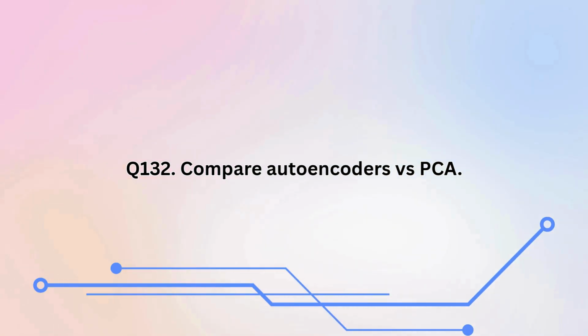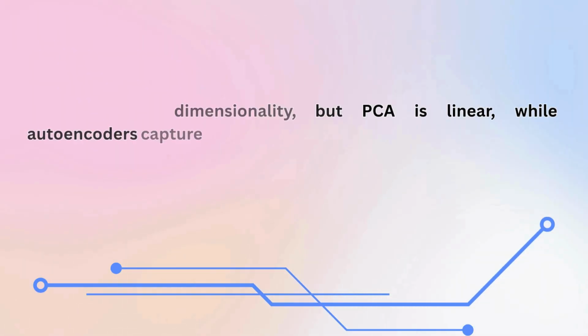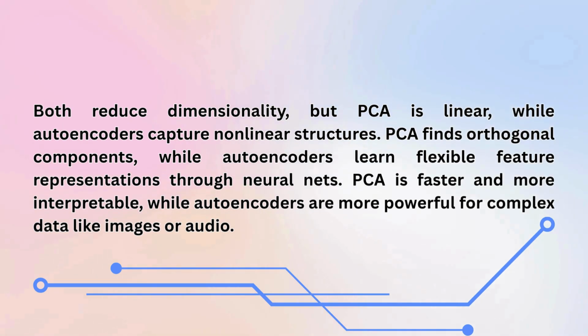Compare autoencoders versus PCA. Both reduce dimensionality, but PCA is linear, while autoencoders capture nonlinear structures. PCA finds orthogonal components, while autoencoders learn flexible feature representations through neural nets. PCA is faster and more interpretable, while autoencoders are more powerful for complex data like images or audio.